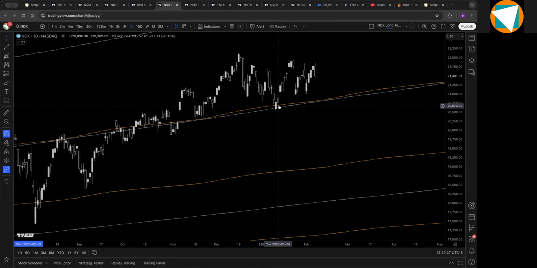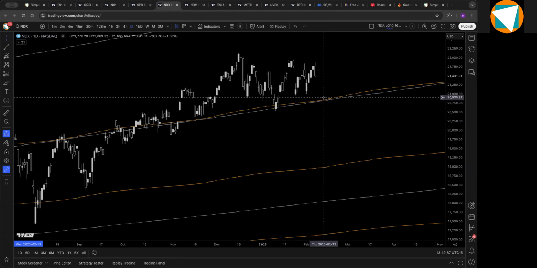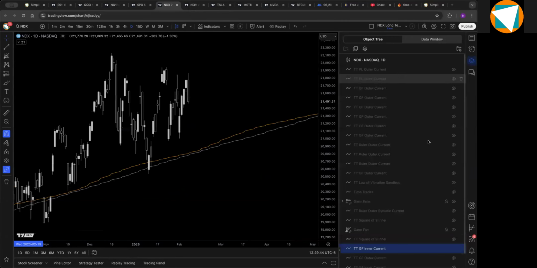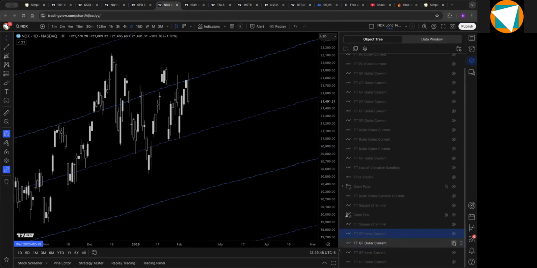So these are some very good lines to have on your chart to provide some confirmation level. Once we get a breakdown below this, then yeah, that's a major changing character of the market. Okay, so that is Gann fan inner current. Let's take a look at outer planets.